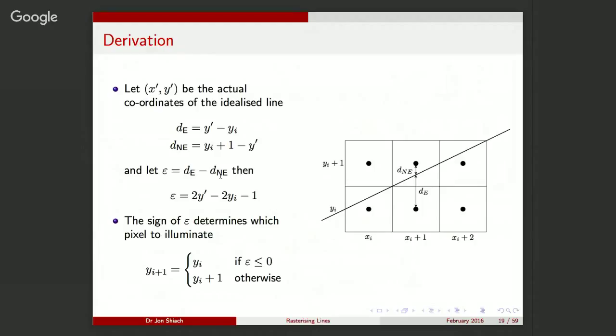So rather than comparing distances, which will be real numbers, we're comparing an error. If it's positive, we go up. If it's negative, we don't go up, we go across. Okay, so that's how Bresenham's algorithm works.